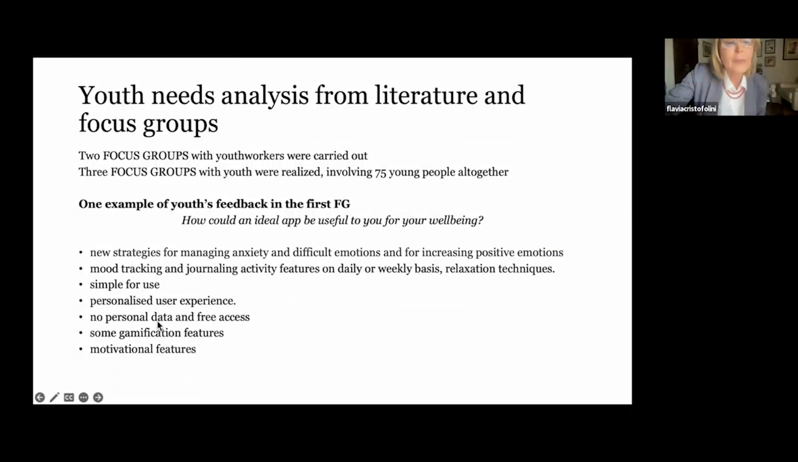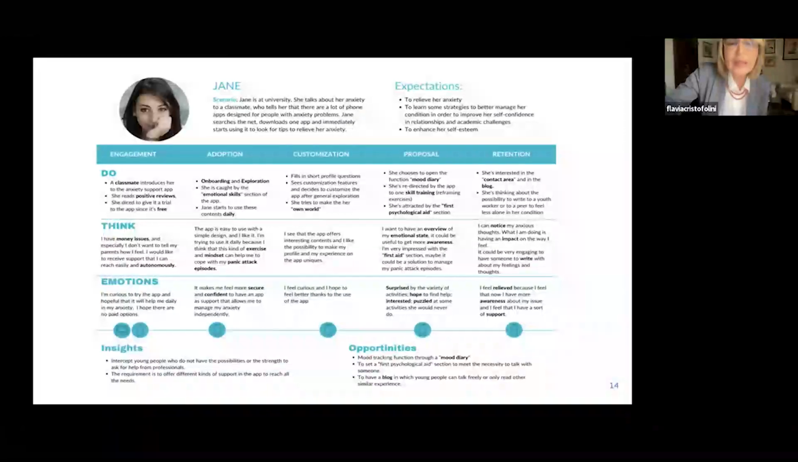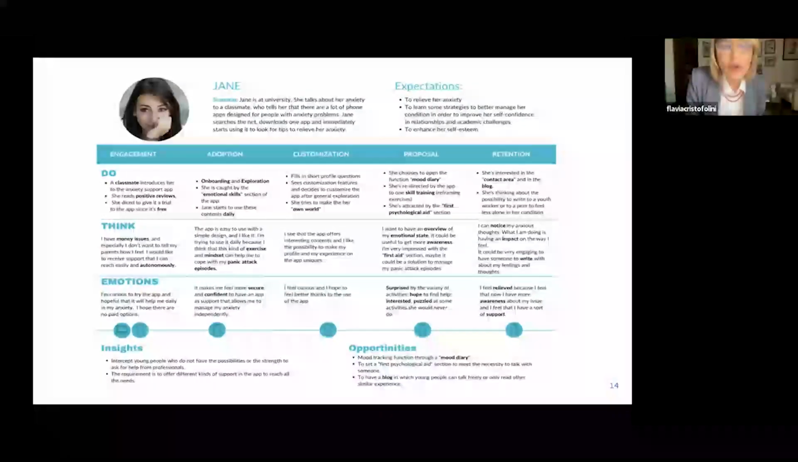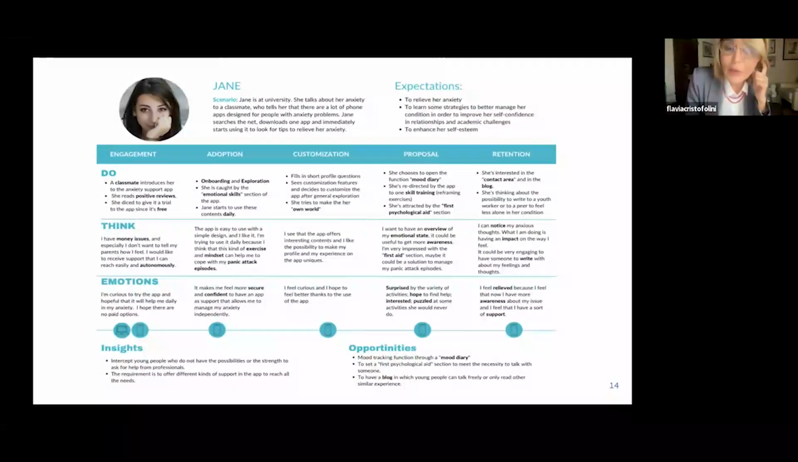They asked for personalization of the user experience. They asked for no personal data. They were worried about privacy and security. They asked for some gamification features, but not too many. And so we accepted and took their feedback. So this is one example of the four personas that we have identified and the user journey.